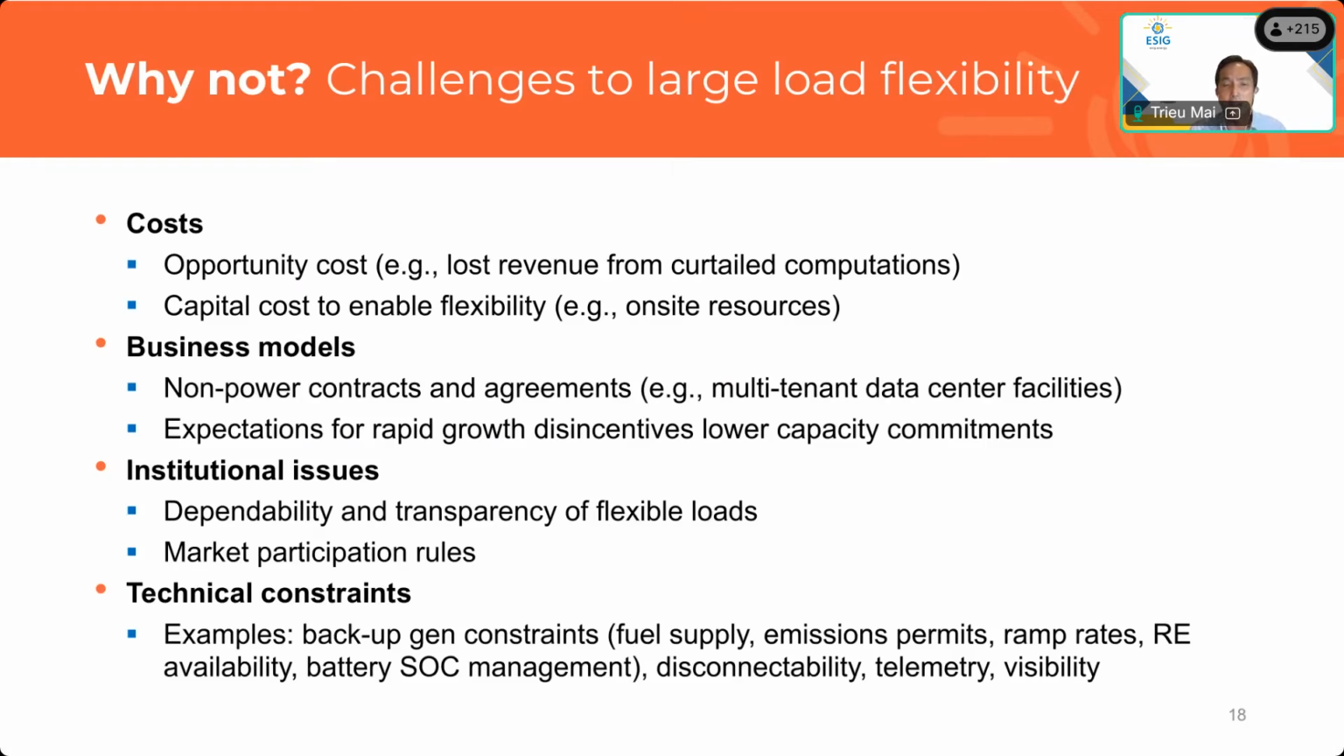I've unpacked this in four broad categories. One is cost, both opportunity costs. As Julia noted, some of these customers have a very high lost revenue when curtailing data centers for curtailed computations, for example, and even scarcity prices on the electricity side will not overcome that potential lost revenue for the computations that they're making. Direct costs also to enable flexibility.